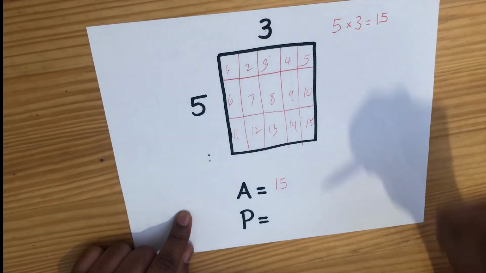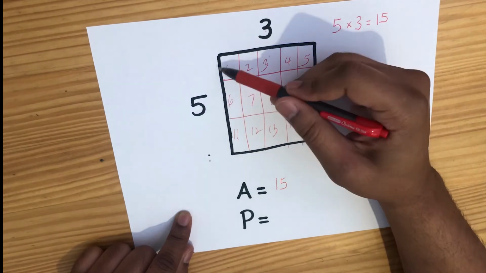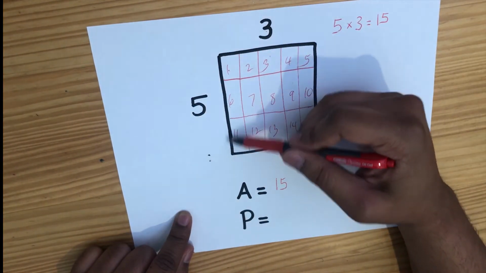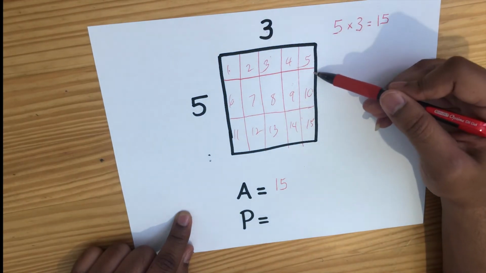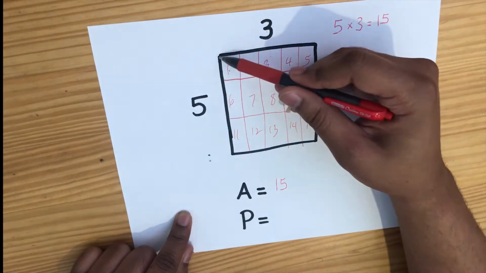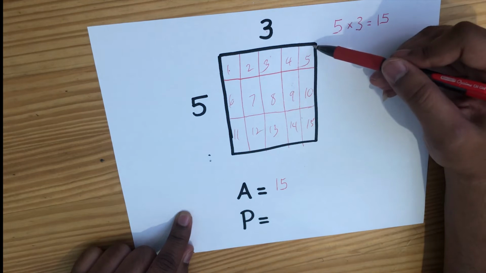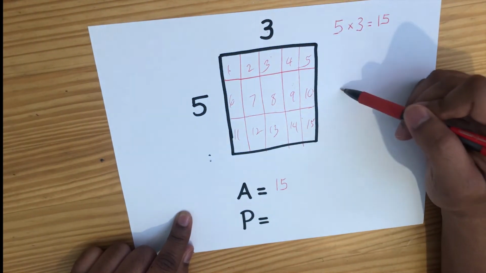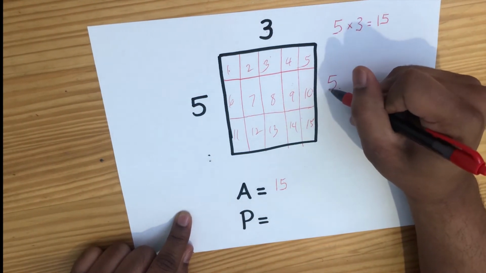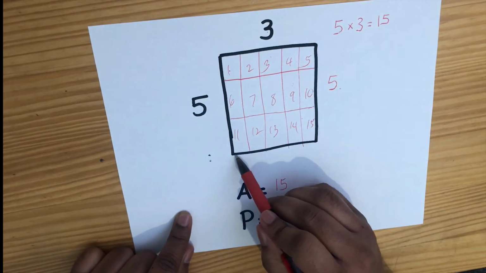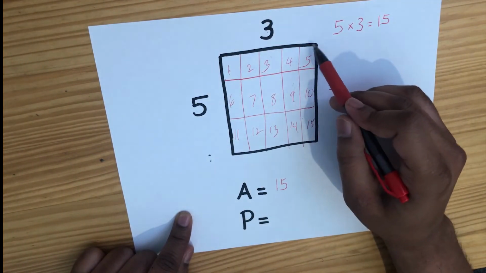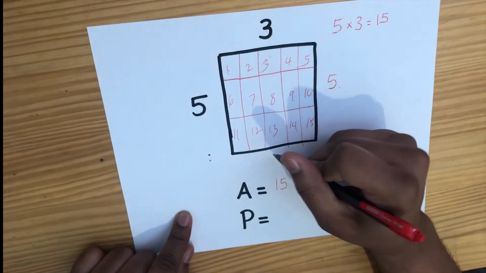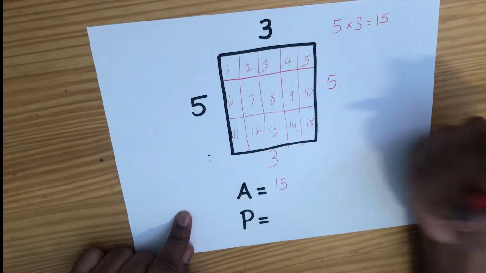What about the perimeter? So for perimeter, we have 5. The length of this side is 5. The width of this side is 3. What do you think the length of this side is going to be? If this side is 5, this side looks exactly like the other side, so this must be 5 as well. And here, the width of this is the same width as this side here. This bottom side must also be 3.